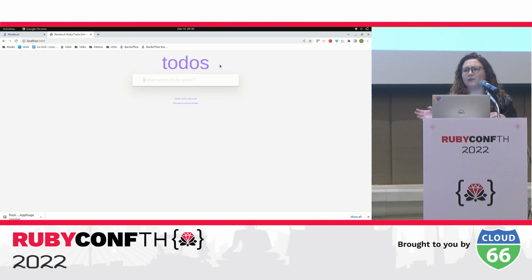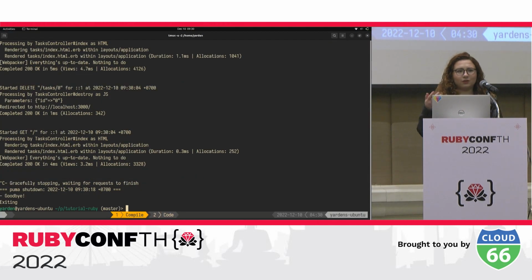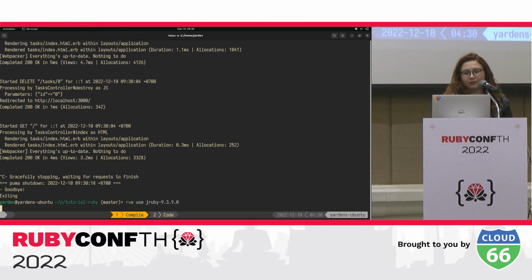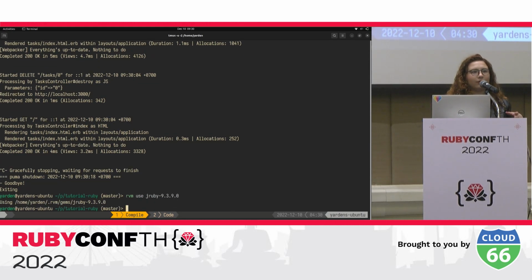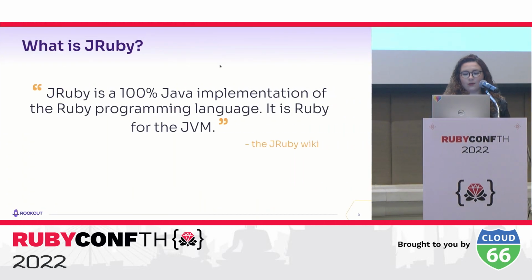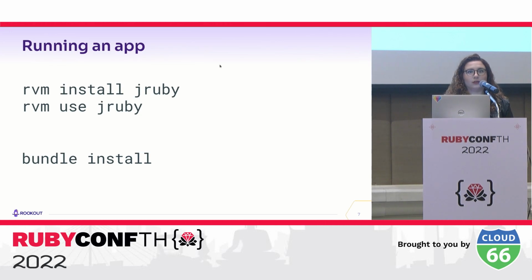And I use RVM to manage my Ruby versions. So fortunately for me, RVM just supports JRuby out of the box. When I did this originally, I did need to RVM install JRuby, but since I already have it installed, I can just use it. Now the first time I ran this, I needed to run bundle install. I already have it configured, so I don't need to do that now. But back then, I needed to run bundle install.